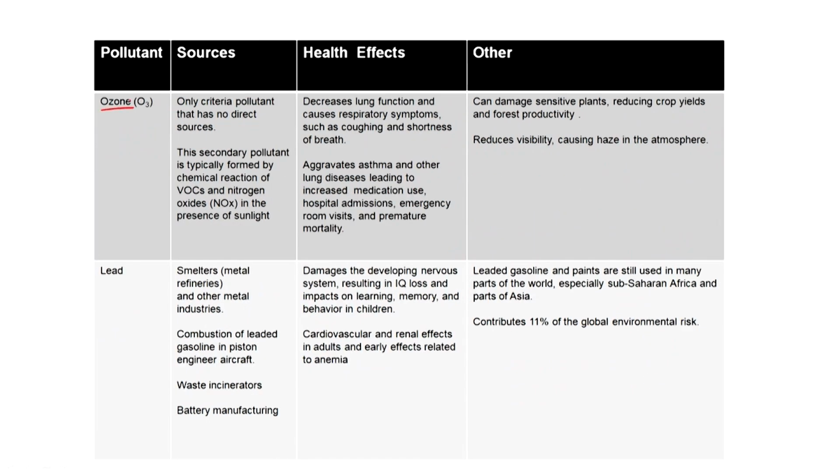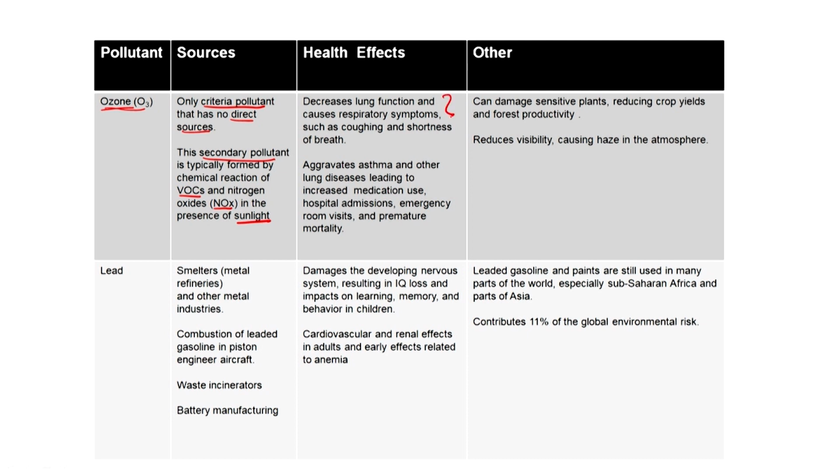So ozone, as we see, has typically no ground level sources, which is why it is the only criteria pollutant that has no direct sources. It is a secondary pollutant formed by, as we discussed earlier, VOCs reacting with NOx in the presence of sunlight. So that is something to keep in mind.